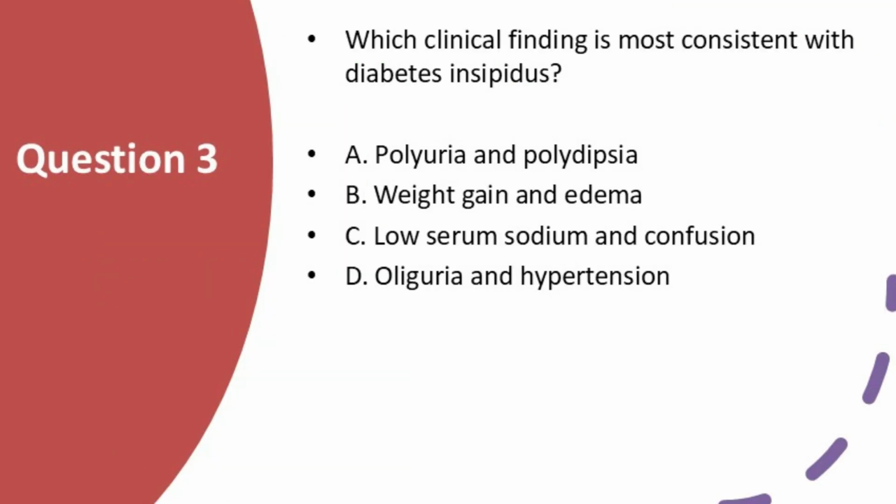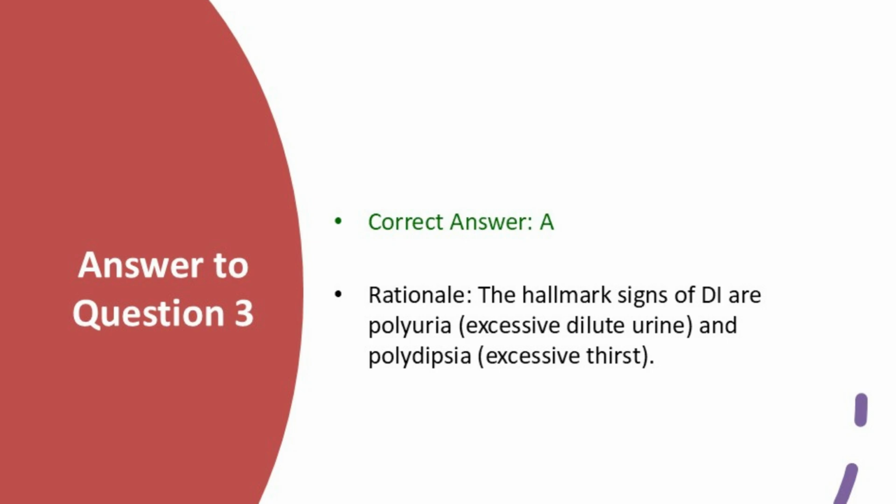Question 3. Which clinical finding is most consistent with diabetes insipidus? A. Polyuria and polydipsia, B. Weight gain and edema, C. Low serum sodium and confusion, D. Oliguria and hypertension. Now the correct answer will be A. Polyuria, polydipsia. You remember the hallmark sign of diabetes. Polyuria has to do with excessive dilute urine, and then polydipsia, of course, when you are losing a lot of fluids, you're going to feel excessively thirsty.